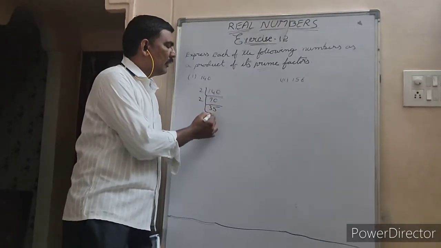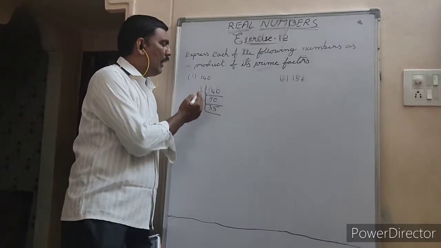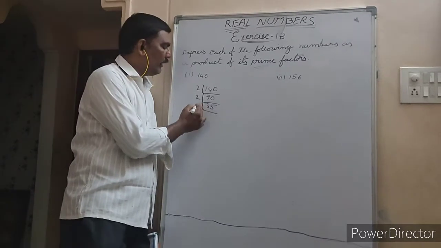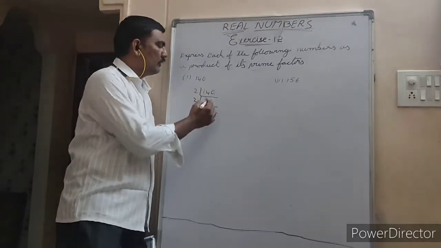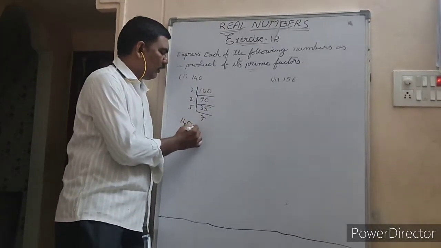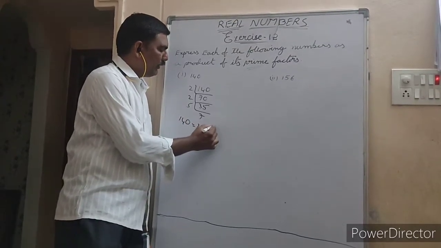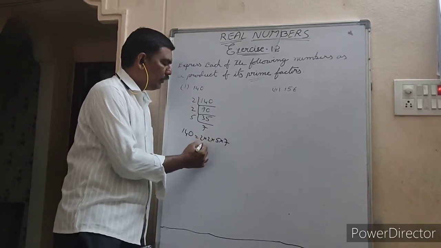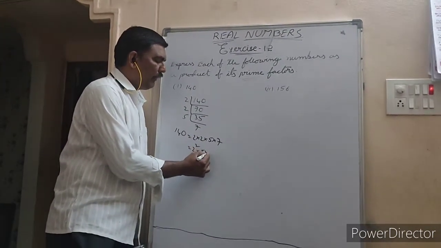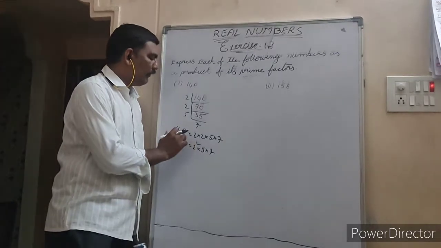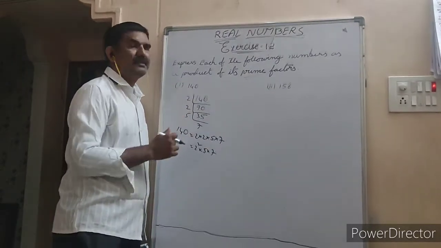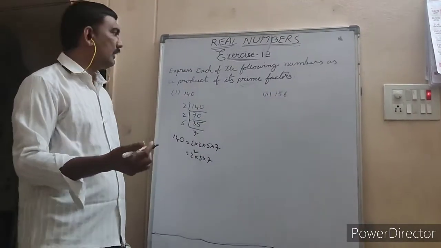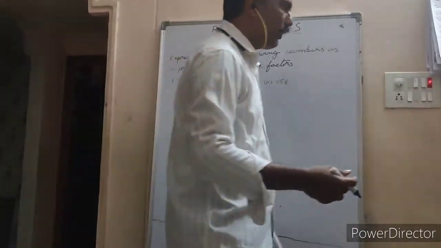2 into 35 is 70. Now 35. After 2 the next prime number is 3. In the 3 table 35 won't go. So 5. 5 times 7 is 35. So 140 you write as 2 into 2 into 5 into 7. You can also write 2 into 2 as 2 square into 5 into 7. This is how I wrote 140 as a product of its prime factors. Similarly, the remaining you should do as homework, and next we will go for the second problem.